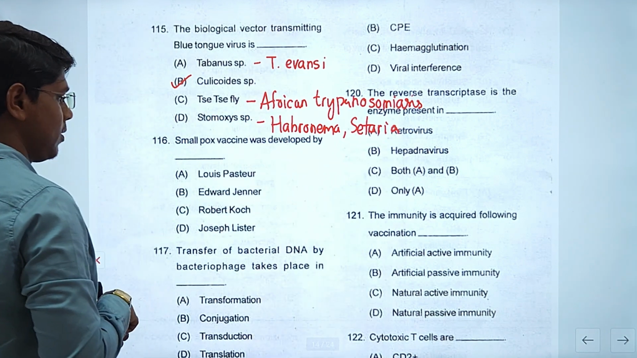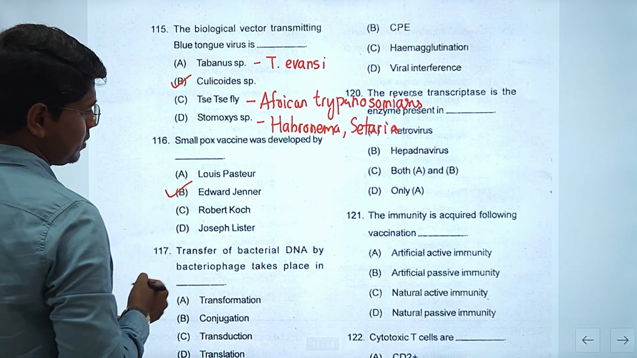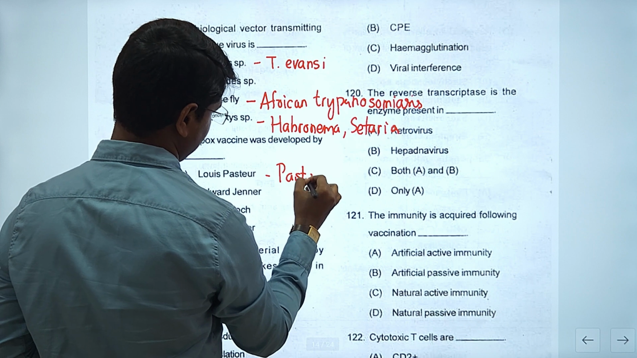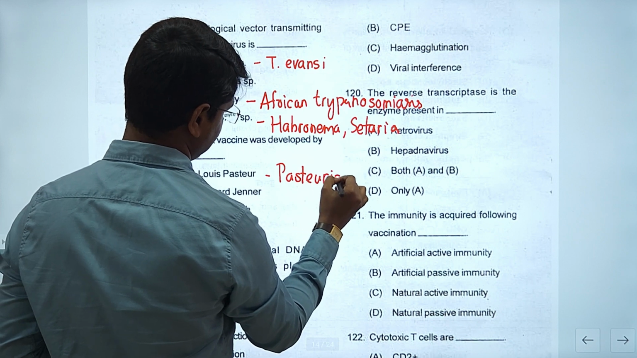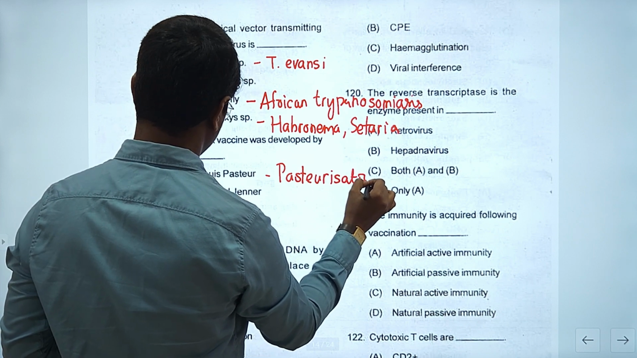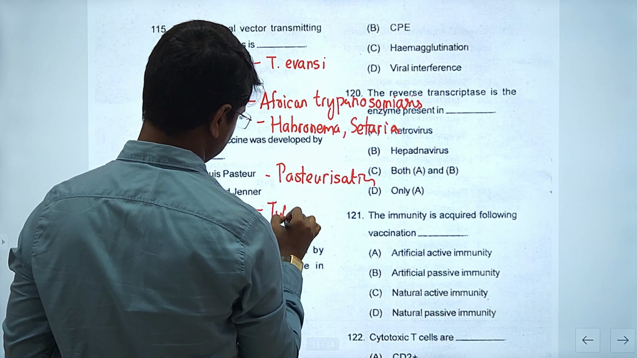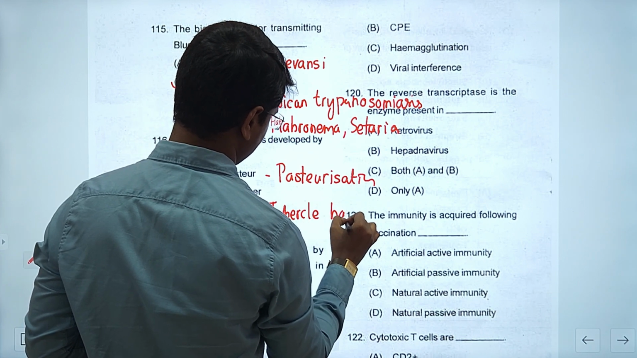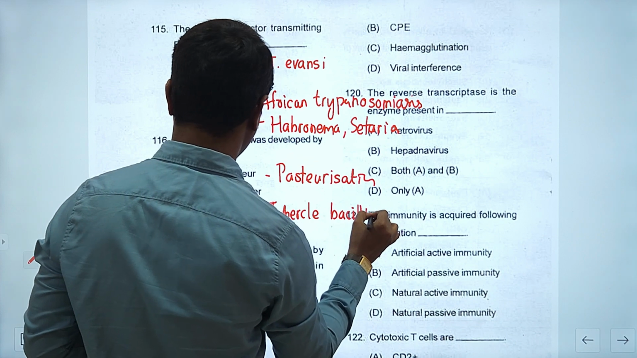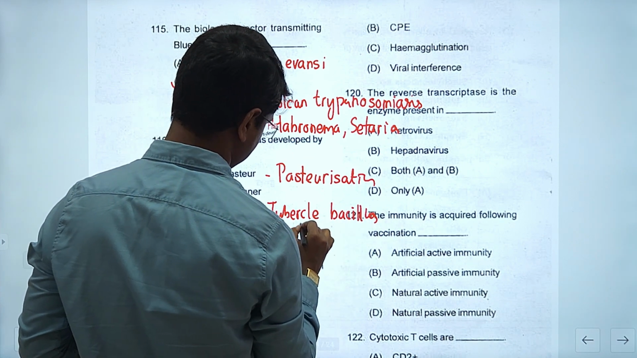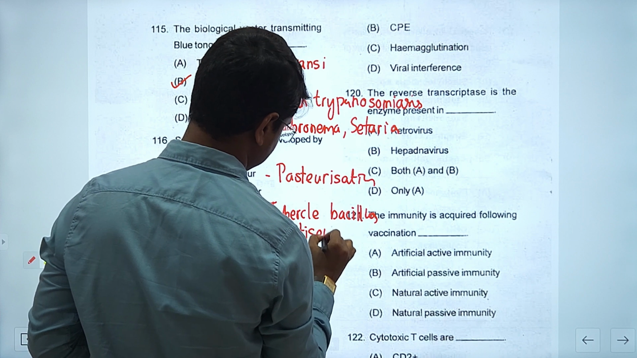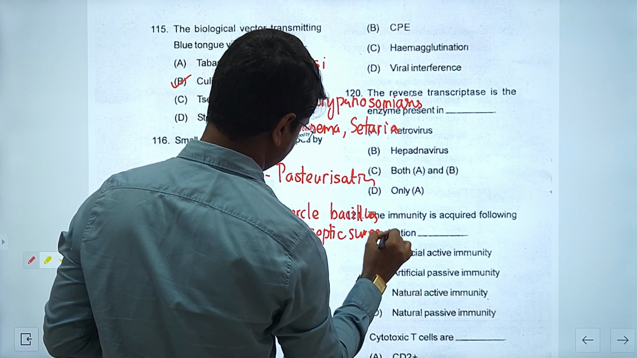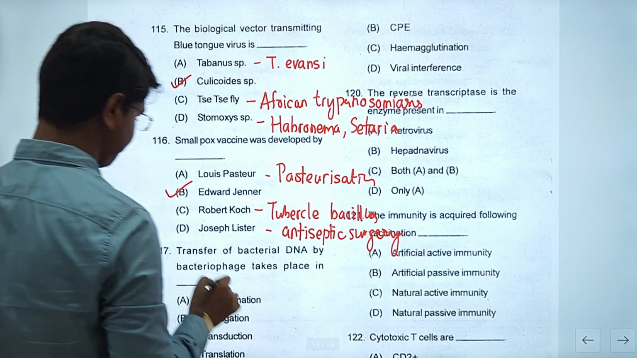Smallpox vaccine was developed by Edward Jenner. Louis Pasteur, pasteurization discovered or invented, whatever. Pasteurization. Robert Koch, tubercle bacillus. Discovered tubercle bacillus. Joseph Lister, antiseptic surgery. Okay.